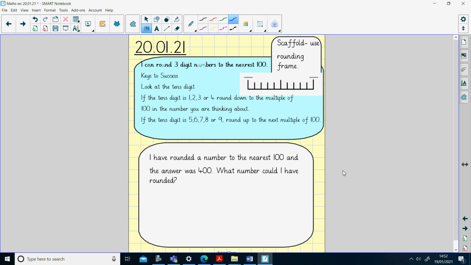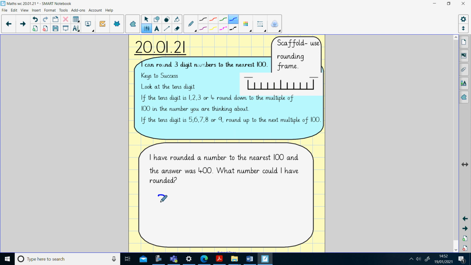Okay, so I've got a problem to solve now. I've rounded a number to the nearest 100 and the answer was 400. What number could I have rounded? So we've got to work out which number I might have started with. There are lots and lots and lots of possible different answers with this question. So to help me out, I'm going to think about the smallest number that might round to 400. And if I think I'm going to be going into my 300s, and I know that anything with a tens digit that is 5, 6, 7, 8 or 9 would round to the next multiple.